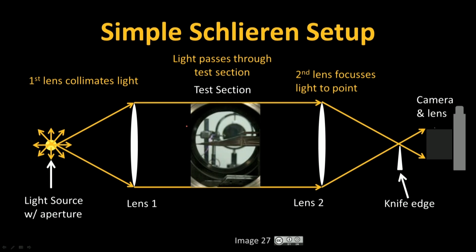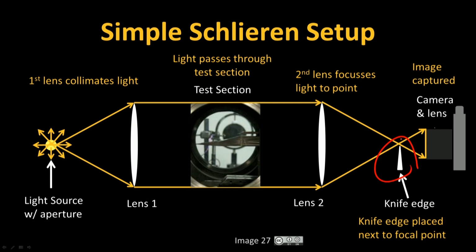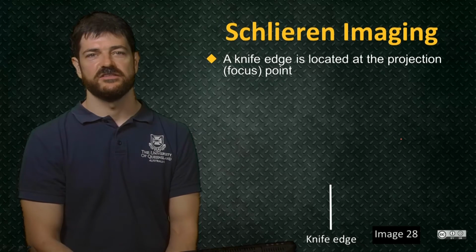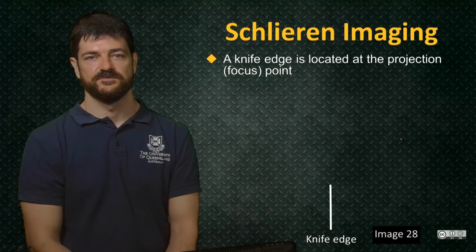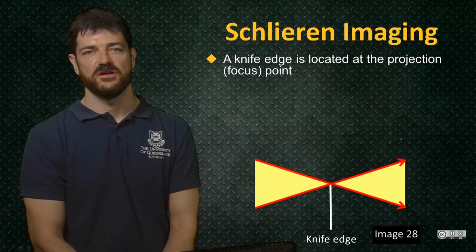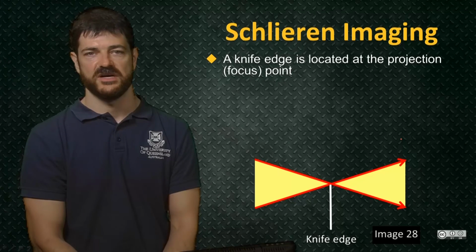A second lens or mirror focuses the light back to a point, and a knife edge is located just next to this focus point. So that knife edge is here. The image finally is captured by the camera. As noted, we locate a knife edge at the point of focus. With this arrangement, collimated light, which is refracted as it passes through our hypersonic flow field, will be deflected and won't pass through the focus point.